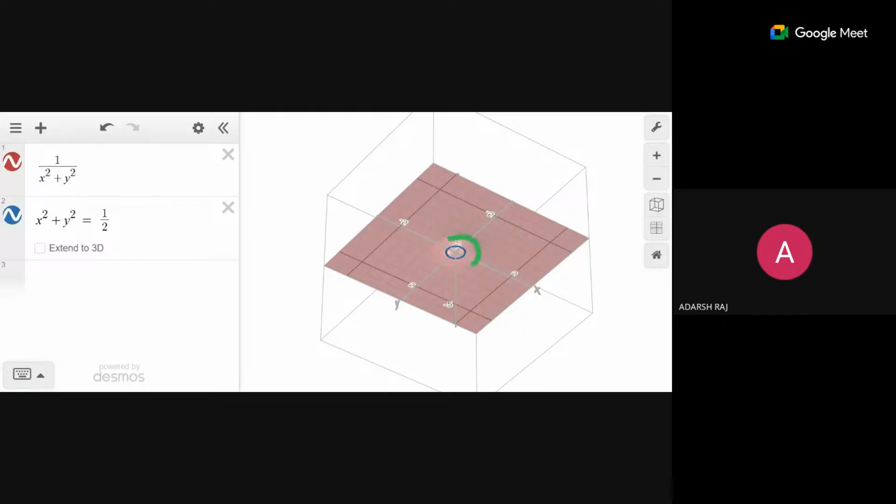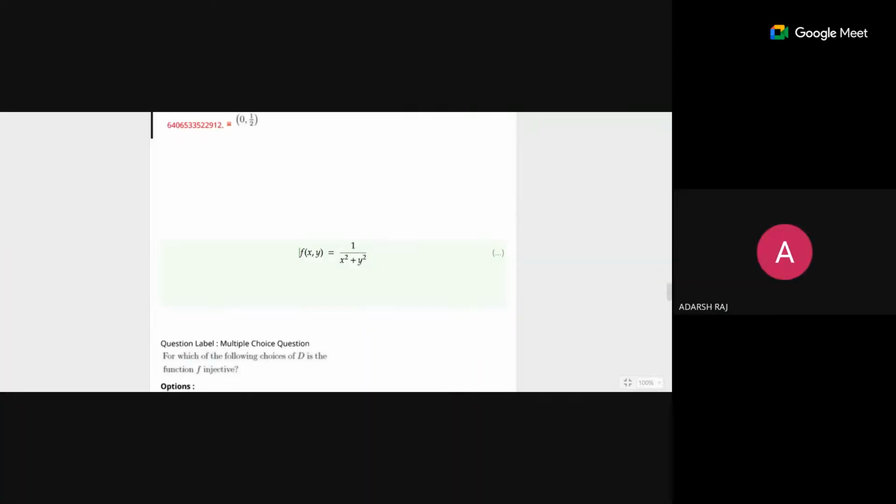It looks like a plane, no? At 0 comma 0, the value of the function is going towards infinity along the Z value. The value of the function is z. At 0 comma 0, it went to infinity. And in the xy plane also it is going to infinity, right? No, no.